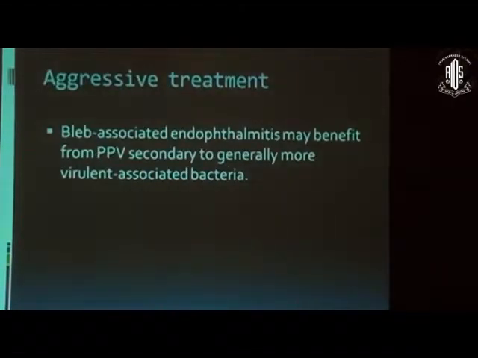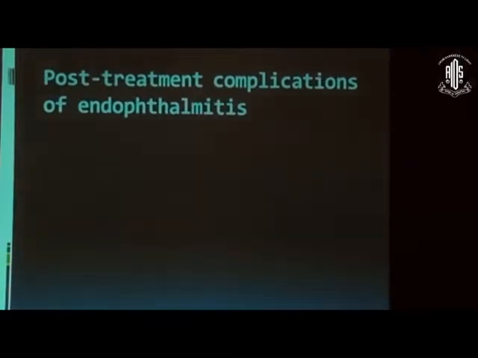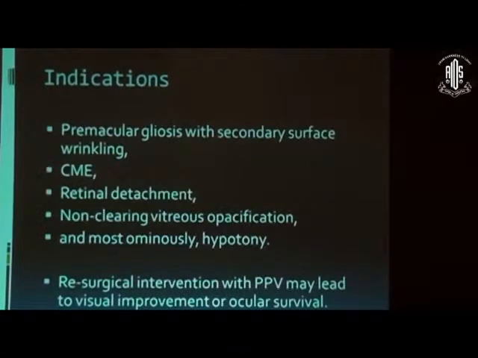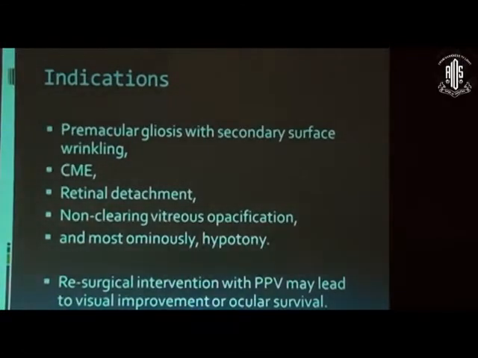Aggressive treatment is required in some of the scenarios where we have post-PK or post-bleb associated endophthalmitis. And complications, as I told you, have changed the other indications of vitrectomy. They have to be managed subsequently, like premacular gliosis on the surface, cystoid macular edema, late retinal detachments, non-clearing vitreous opacification, and most ominously, hypotony.